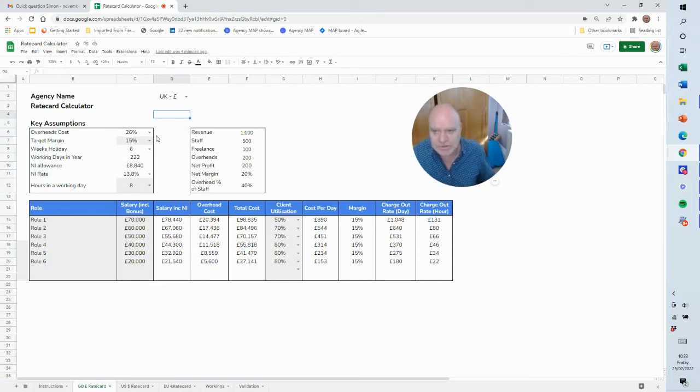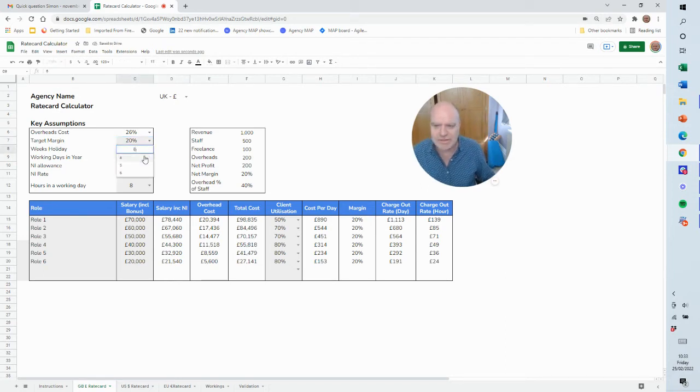First assumption is what's the overhead cost. I've put a little help here to figure out what your overheads are as a percentage of staff. So a simple P&L, and then what overheads are as a percentage of your staff costs, because we have to cover those on top of staff costs. Got a target margin in here, so let's say we want to make 20%. Not unreasonable. That's a standard target for every agency.